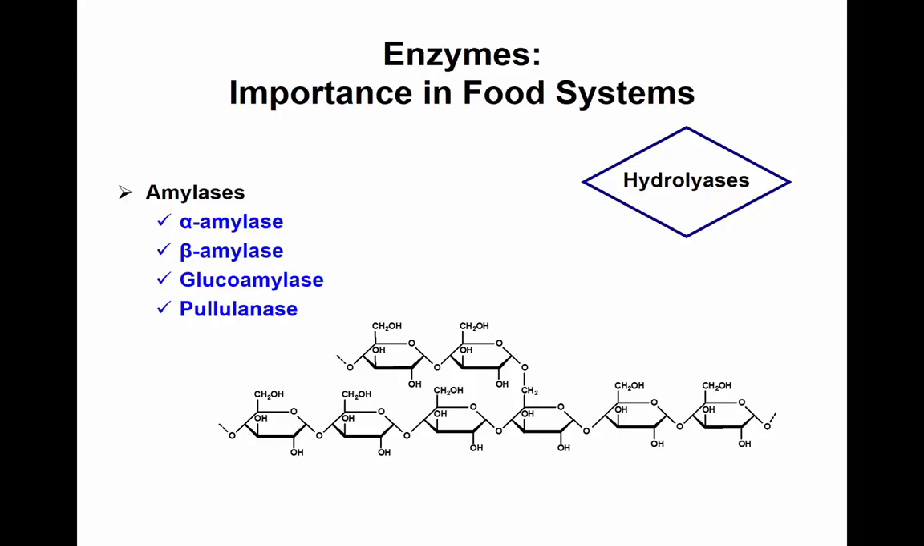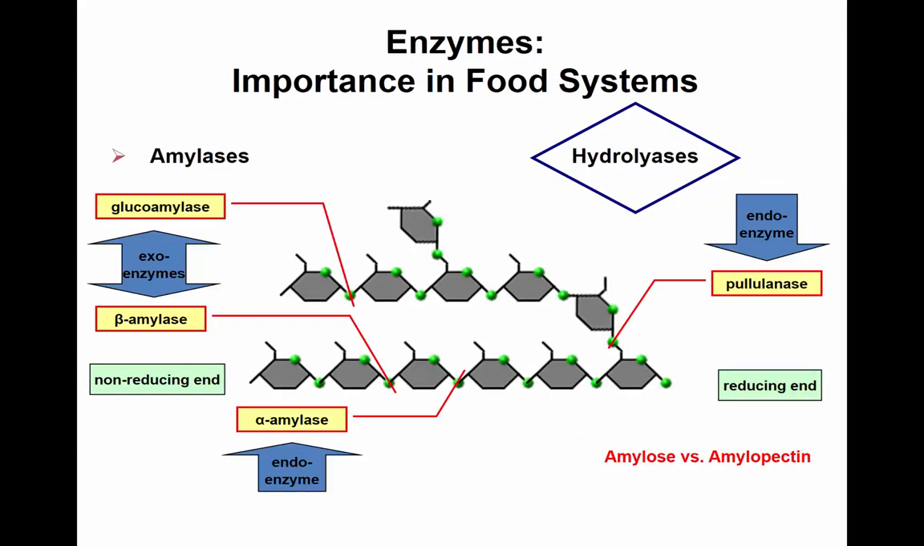Okay, amylases, another set of enzymes under hydrolases. These comprise alpha amylase, beta amylase, glucoamylase, and pullulanase. They hydrolyze mainly starch, amylose, and amylopectin. So you have the glucoamylases, which is an exoenzyme, and hydrolyzes one unit of glucose. You saw this somewhere else, right? You talk about it every day, okay. So glucoamylase is an exoenzyme that hydrolyzes one glucose unit at a time from the outside of the polymer.